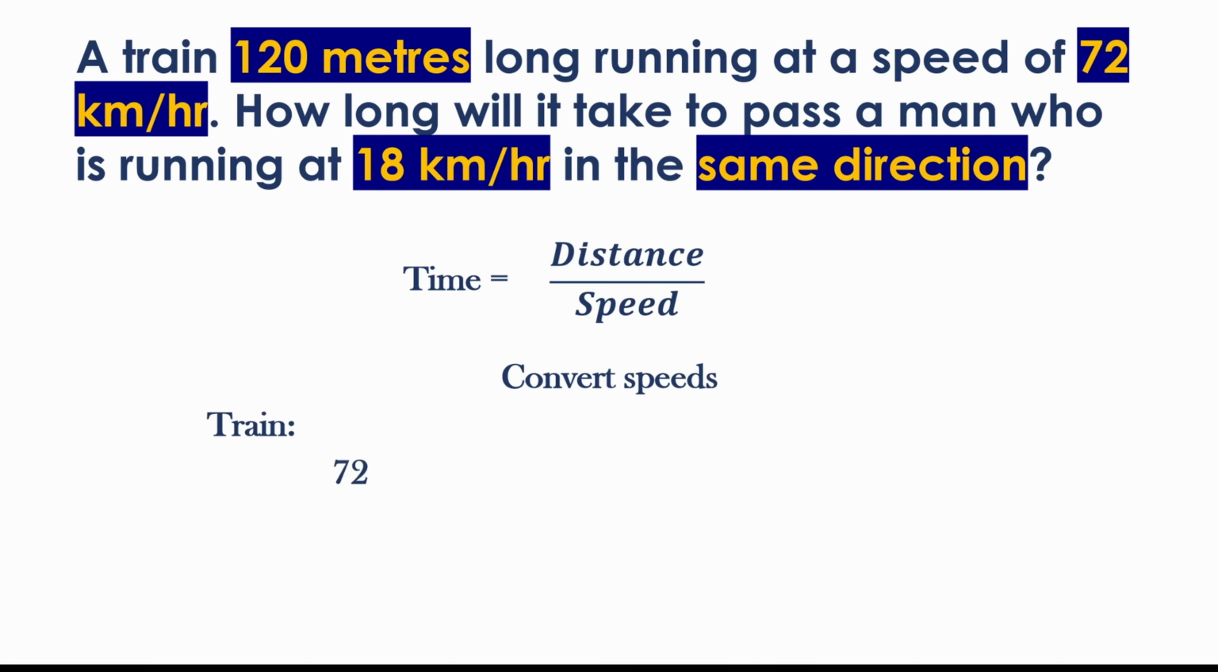We need to convert the speed, so we know the train's speed equals 72 times 5 divided by 18. That gives me 20 meters per second. The unit has also changed. If you notice, the man's speed is 18 times 5 divided by 18, which actually gives me 5 meters per second.